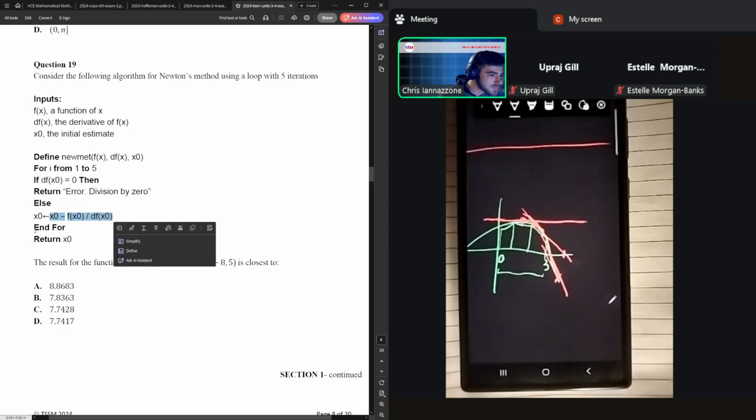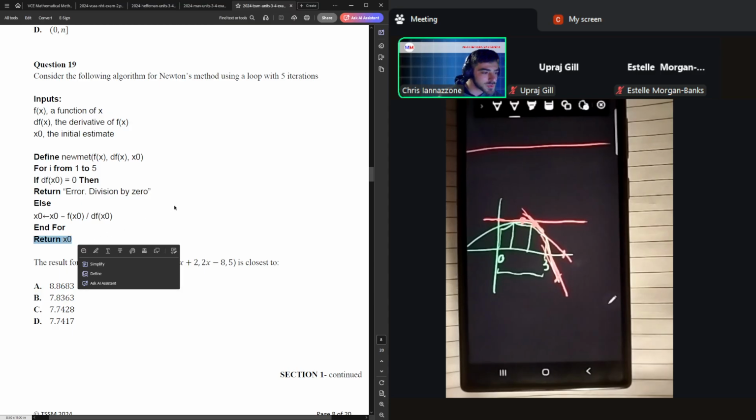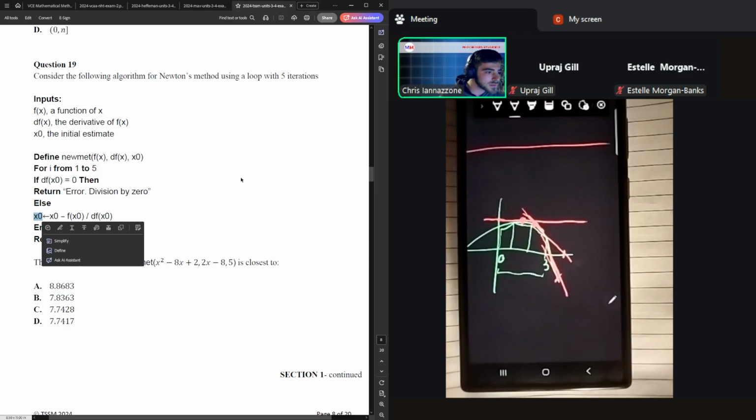And so there's really not much else going on. You're looping this 5 times. That's key. You have to understand you do it 5 times. And the return statement is outside the loop. So basically the final thing you get is what you end up with.